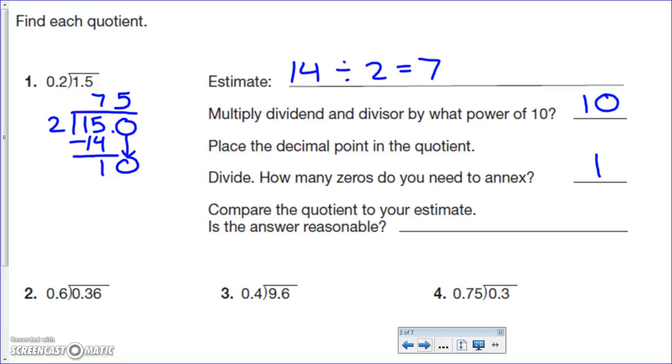Now, the next thing we need to remind ourselves to do is to put the decimal in the quotient. It goes straight up from where it is after the 5 and the 15, so it's going to end up between the 7 and the 5. Then we're going to compare the quotient to our estimate, and our actual answer is 7 and 5/10. Our estimate was 7, so yes, our answer is reasonable.